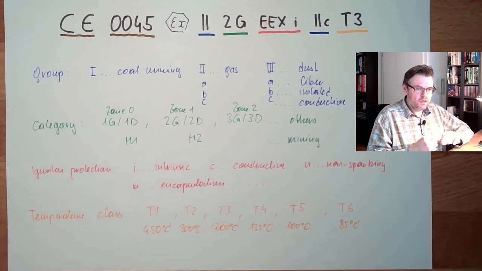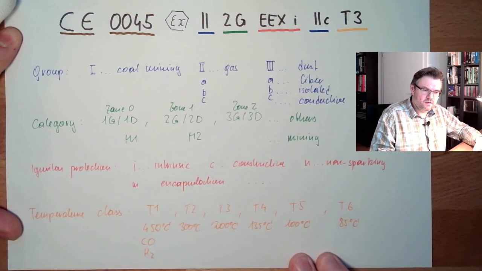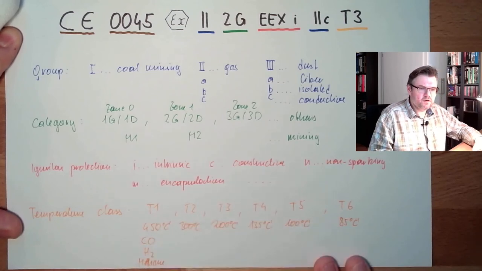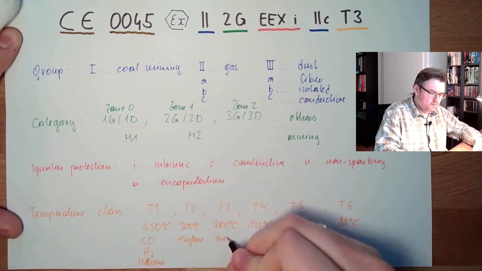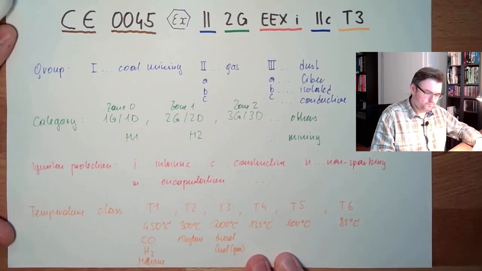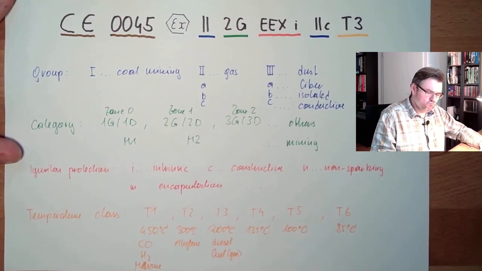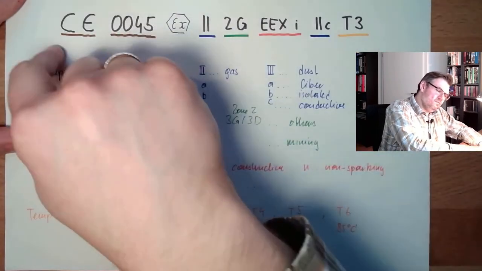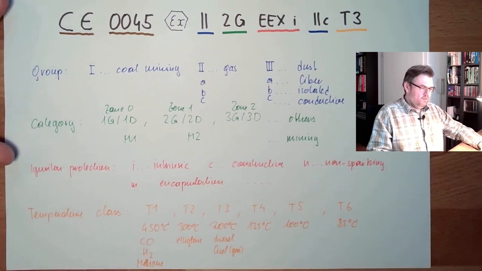Okay? So here these are very stable elements like carbon monoxide, hydrogen, methane, propane is also here. Here we would have, for instance, ethylene, here we would have diesel, or gas, normal fuel, would be here. These are the areas. So it's T3, 200 degrees Celsius ignition temperature. So no element of this device will be hotter than 200 degrees Celsius.